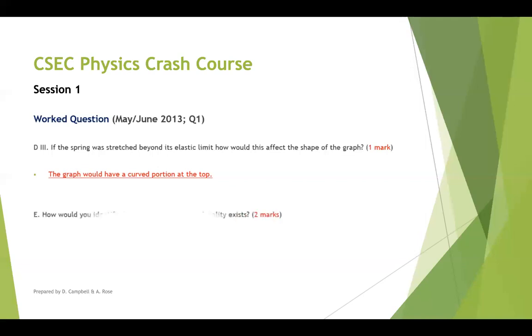All right, then finally, it says, how would you identify the region where proportionality exists? We kind of just touched on that a while ago. You said that once you have a straight line, it shows that you have proportion. All right, so you just write that. Proportionality would exist at the area where you have a straight line in the graph.